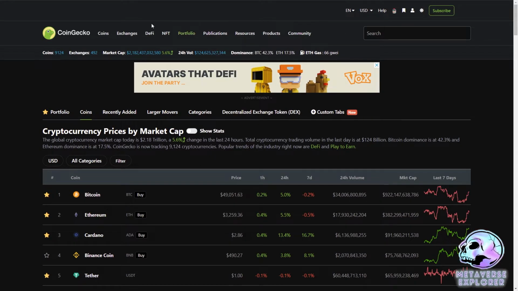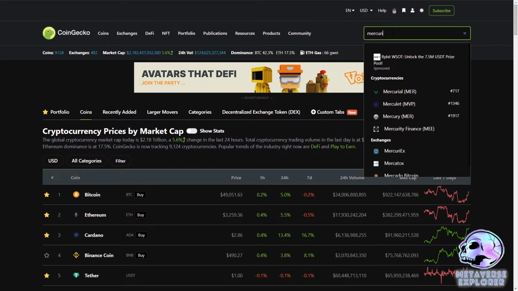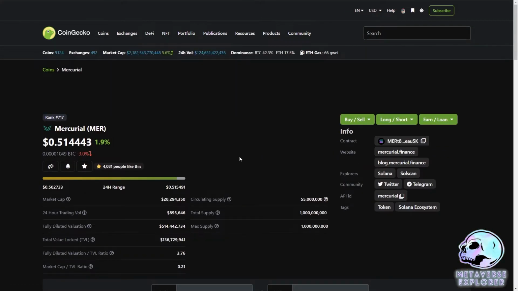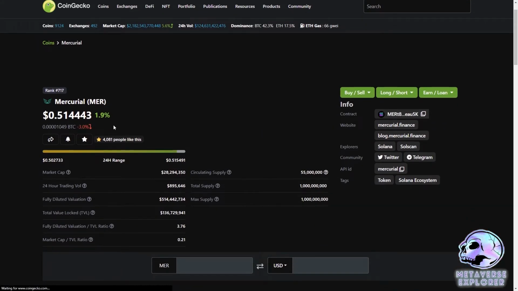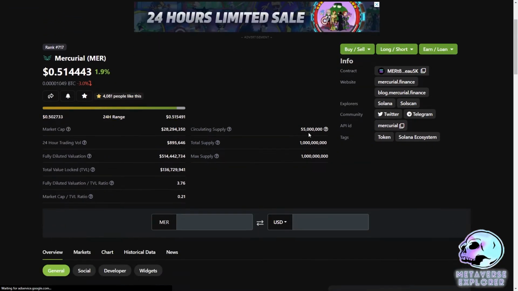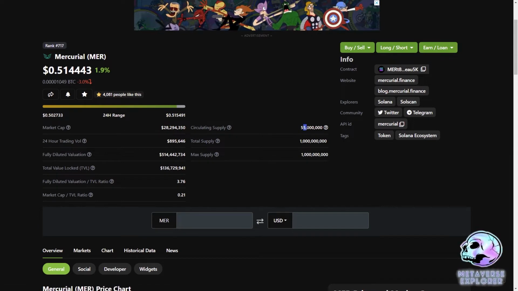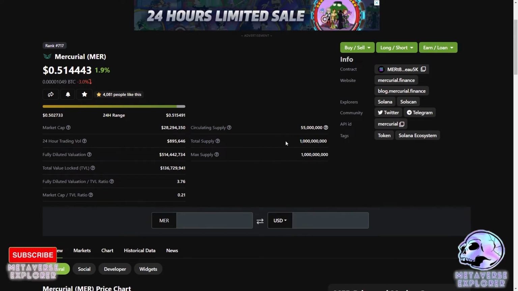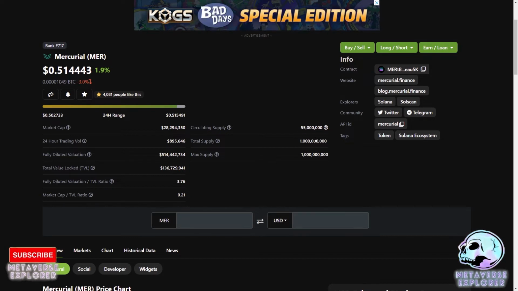So this is CoinGecko. We're going to be searching for them, which is a default place we can search for our tokens. Type in Mercurial here, and you can see it comes up as number 717 at the moment. So it's pretty low on the ranking when you consider everything in crypto. When we look at Mercurial, we can see that it's currently 50 cents US. We can have a look at the circulating supply, 55 million tokens, and there is a total supply of 1 billion tokens. So it's a very small circulating supply compared to the total supply.